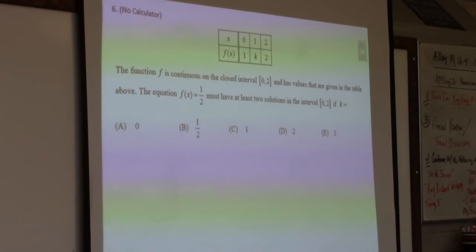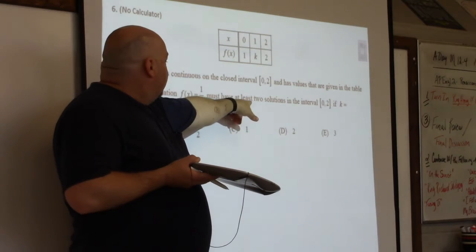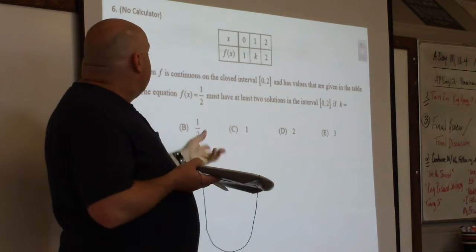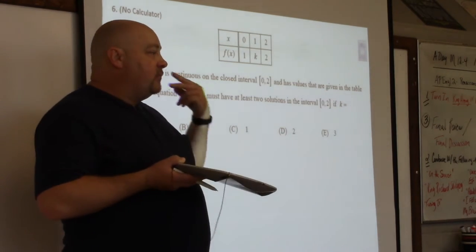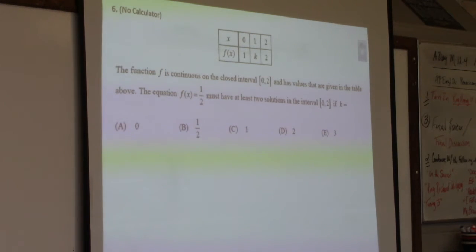All right, the function f is continuous on the closed interval 0 to 2 and has values that are given in the table above. The equation f of x equals 1/2 must have at least 2 solutions in the interval from 0 to 2 if k equals what? Now, a little piece of information here. The equation f of x equals 1/2 must have 2 solutions simply means the y value is going to be 1/2 two times. A lot of people get thrown off by that, but that's all that says.